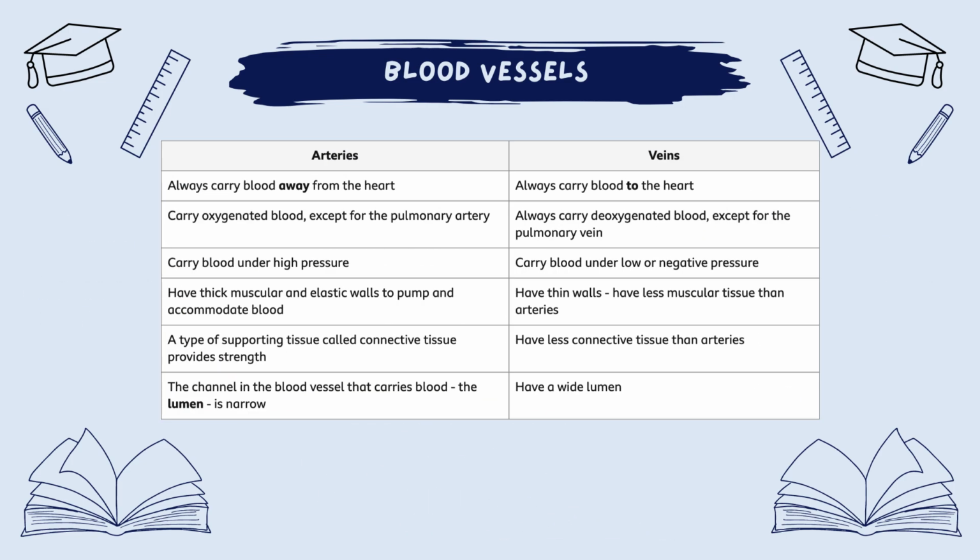The table shows the differences between arteries and veins. Arteries carry blood away from the heart, whereas veins carry blood to the heart. Arteries carry oxygenated blood and veins carry deoxygenated blood. Arteries carry blood under high pressure and veins carry blood under low pressure. The arteries have thick muscular walls and the veins have thin walls. The arteries have a type of supporting tissue called connective tissue. Veins have less of this.